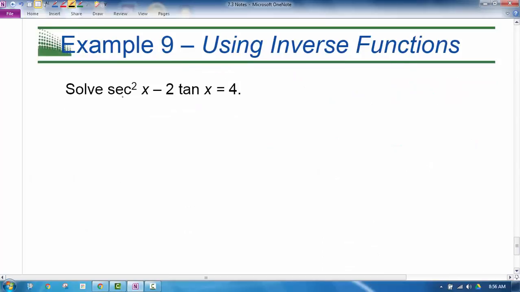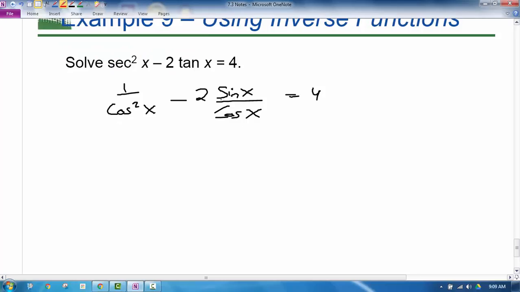All right, let's try an example using inverse functions now. Let's solve this. First, let's change this into 1 over cosine squared, because that's what secant is, minus 2 sine of x over cosine of x equals 4. Now, I tried combining these fractions. I tried clearing fractions and solving this, and it didn't work. I just paused it and tried that. And you're going to have this from time to time, and it's okay.